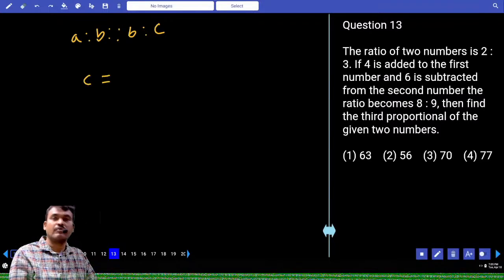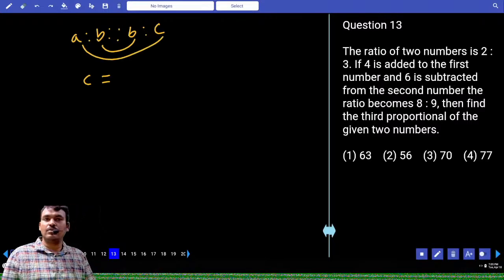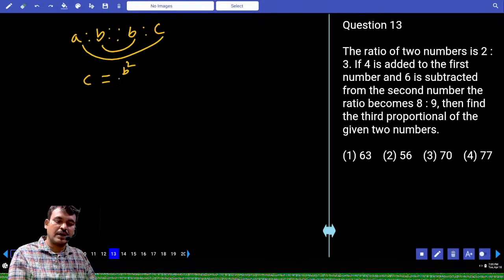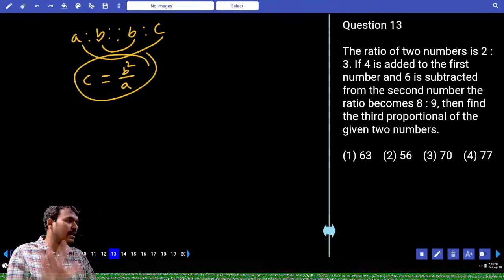A:B is proportion of B:C. We required which one? Third proportion. Means C value is required. What is the middle terms product? B square. What is the extreme ends product? AC. AC equal to B square means C equal to B square by A. Means we required this value.